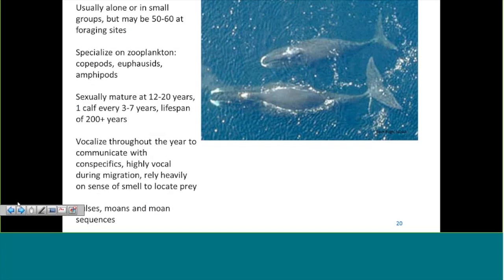Bowhead whales are usually alone or in small groups, but they tend to communicate with one another across vast areas. So even though you may be seeing a few at a time, they may still be communicating among one another. Like other baleen whales, they're very vocal during migration. They have long, complex songs which may change over time, and they have a large repertoire of calls. The echoes of these calls may be used to help the whales navigate through the ice as they migrate.